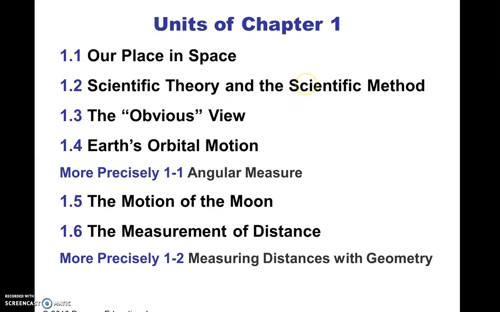So we'll look at the night sky, we'll look at the motion of the Earth, we'll talk briefly about angular measurements, like degrees, minutes of arc, seconds of arc, or what are called arc seconds. And then we'll do the motion of the moon, measuring distances, and then we'll use this method that has been used since ancient times, called parallax.